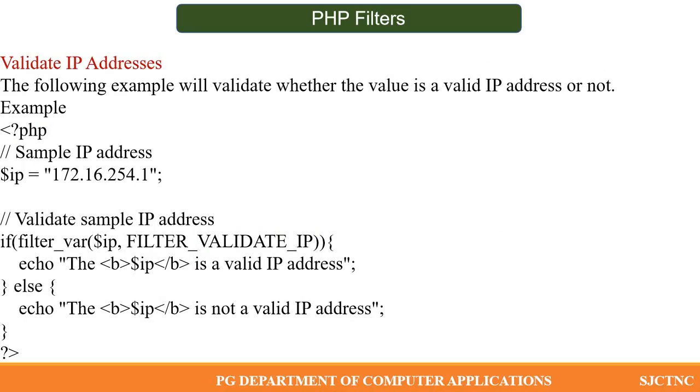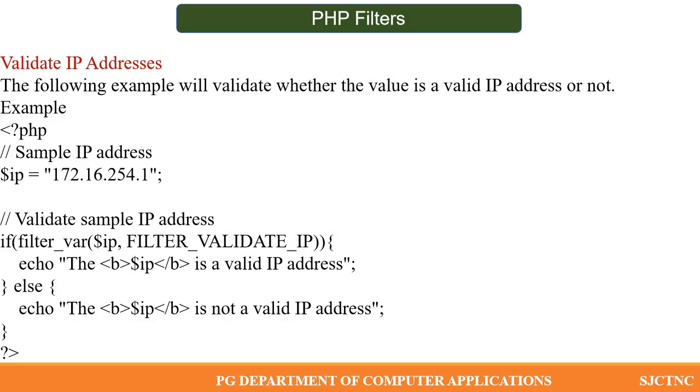Now we'll see how to validate an IP address. The following example will validate whether the value is a valid IP address or not. Here there is a variable IP stored with an IP address, 172.16.254.1. It is the IP address stored in that variable IP.